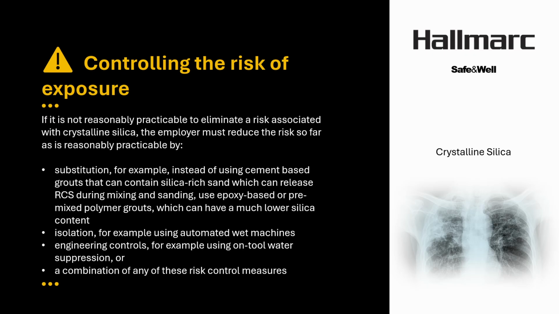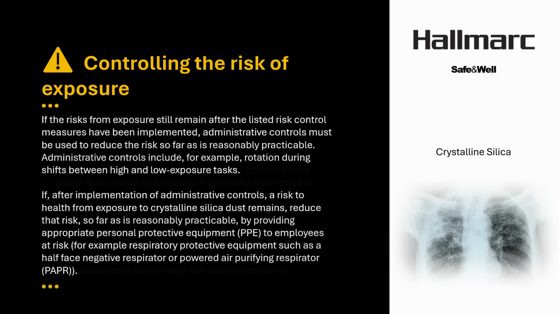Isolation, for example using automated wet machines. Engineering controls, for example using on-tool water suppression. Or a combination of any of these risk control measures. If the risks from exposure still remain after the listed risk control measures have been implemented, administrative controls must be used to reduce the risk so far as is reasonably practicable. Administrative controls include, for example, rotation during shifts between high and low exposure tasks.